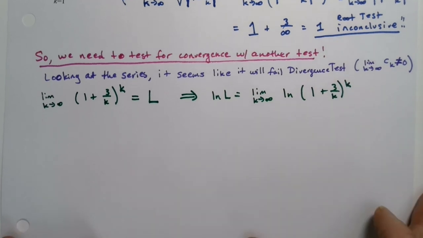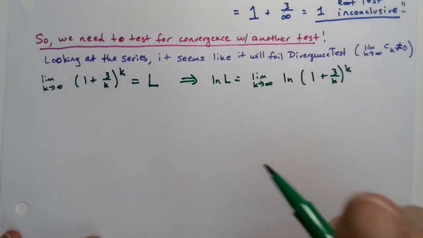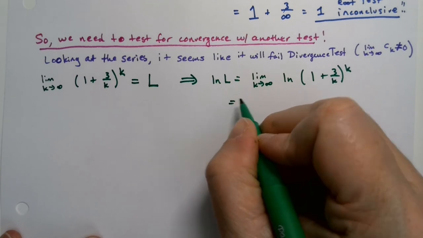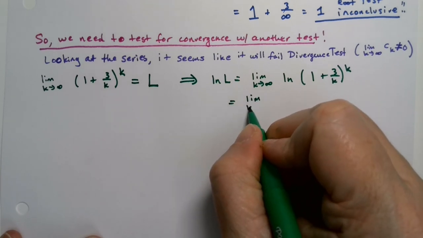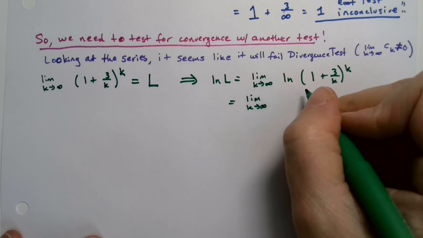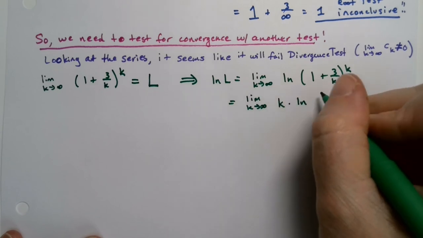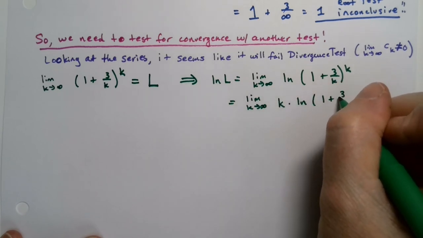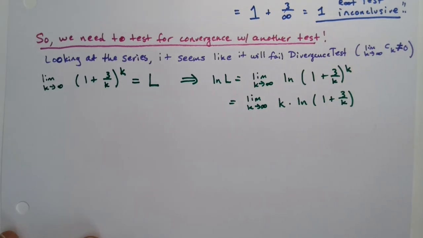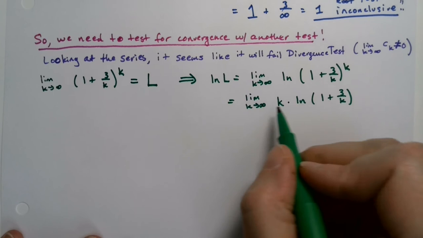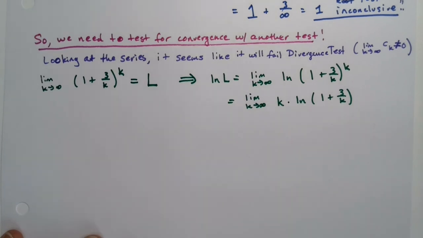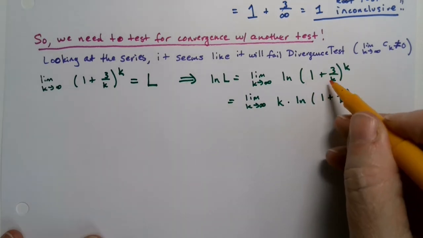We did this before. We did this in the L'Hopital rule section, amongst others. So this is the limit as k goes to infinity of k times the natural log of 1 plus 3 over k, which, well, I'm not at infinity over infinity yet. I'm getting there, right? So it's 1 to the infinity power.